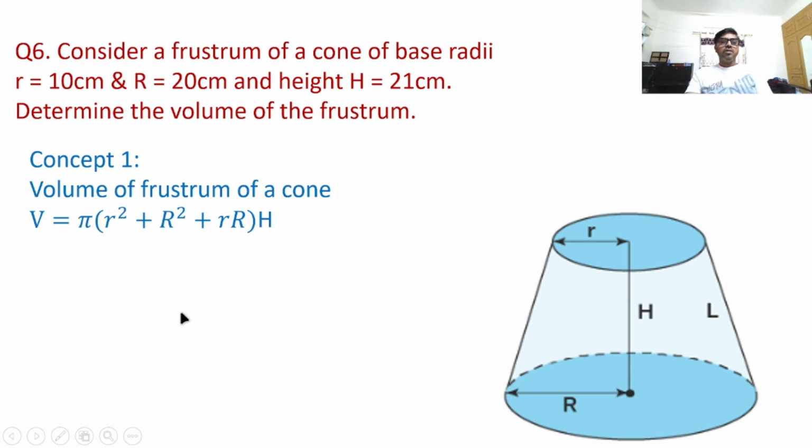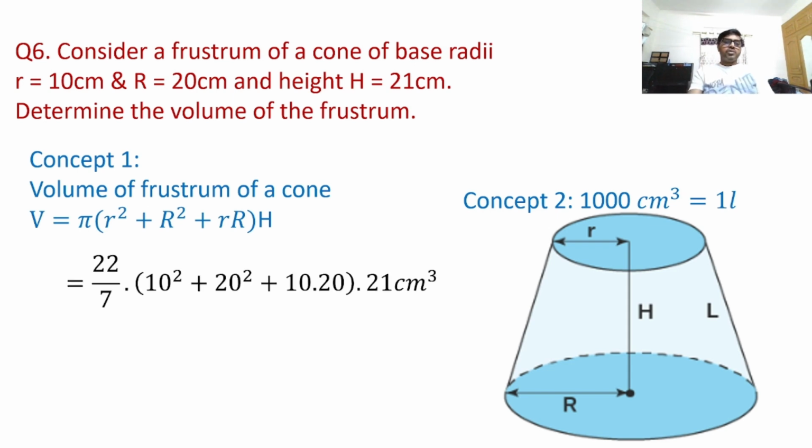This is the formula. Now let us take one unit conversion. Whenever you have centimeter cube, you can always convert it to liters. So 1000 centimeter cube is equal to 1 decimeter cube, which is also called 1 liter. So 1000 centimeter cube equal to 1 liter is something that you should remember.